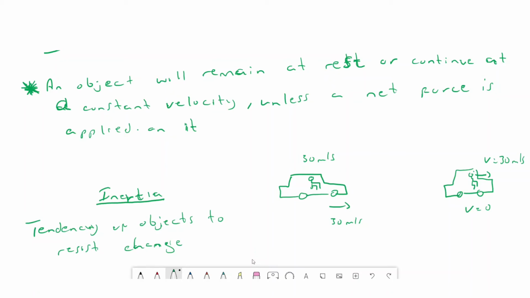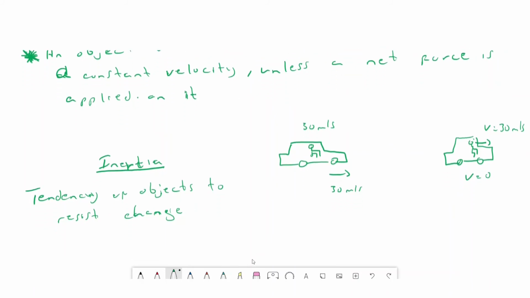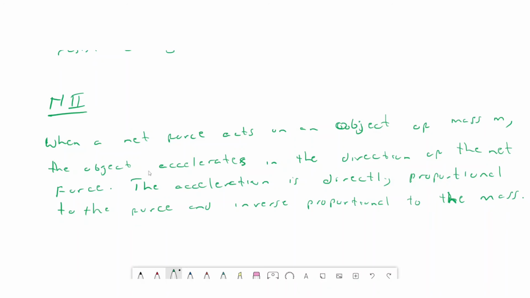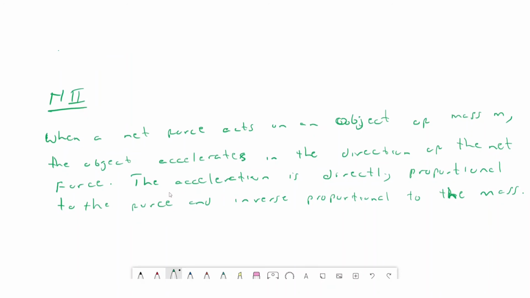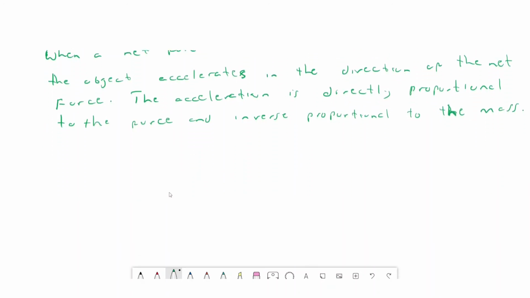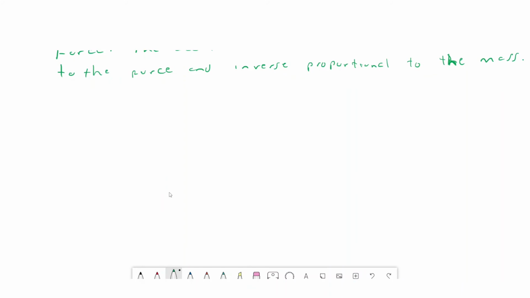And this now brings us to the second law, right? So I'm no longer going to say it's Newton's second law, I'm just going to say Newton 2. All right, now what is Newton 2? This is how you write Newton's 2. But then what does this mean? Now, mathematically, we are talking about a net force. They are saying that when a net force, so what is a net force?